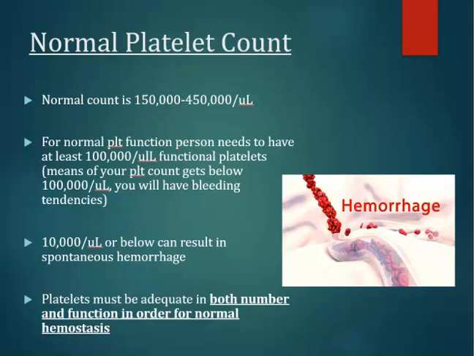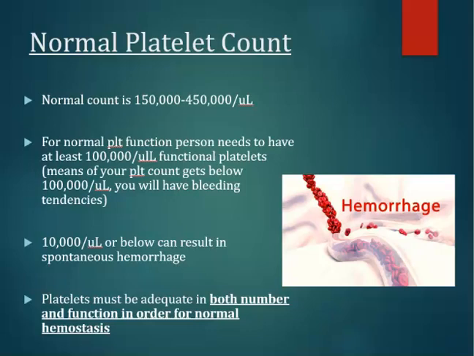Hemorrhaging means the release of blood from a broken vessel that can be inside or outside of the body. Platelets must be adequate in both number and function for normal hemostasis. Hemostasis is stopping the flow of blood. Don't get hemostasis confused with homeostasis, because homeostasis is where you're dealing with the balances within the body, things like body temperature.